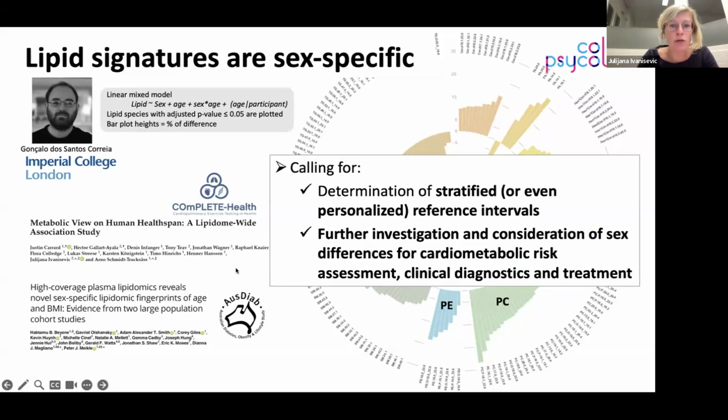And finally, just to conclude, we believe that all these results, specifically this high individuality and then sex specificity of our lipid signatures, really call for the determination of stratified and hopefully even personalized reference intervals for all these species one day. But they also call for the further investigation and consideration of sex differences, and this not only for the treatment, so the drug dosage and clinical diagnostics, but also for the cardiometabolic risk assessment.